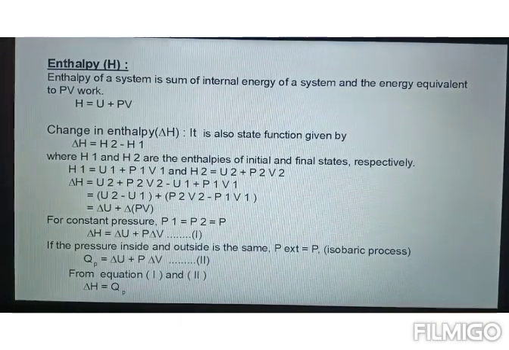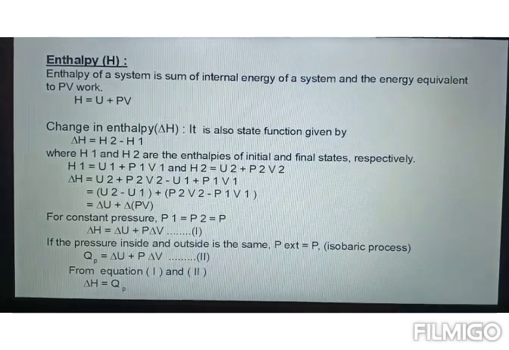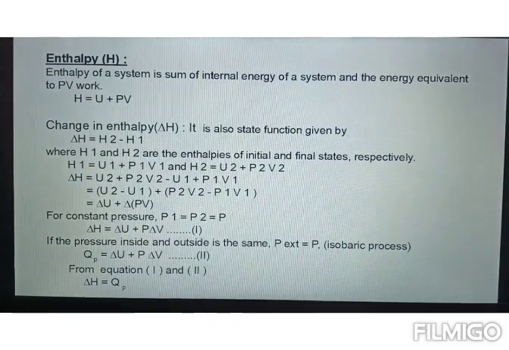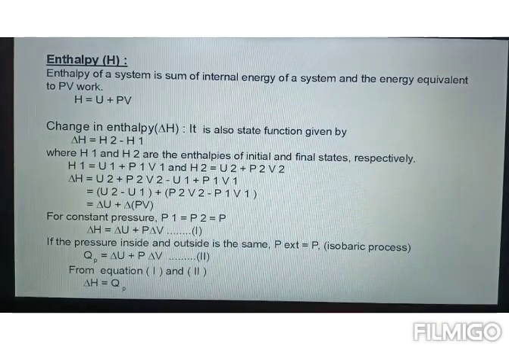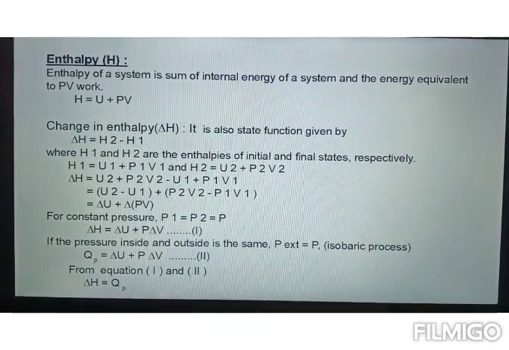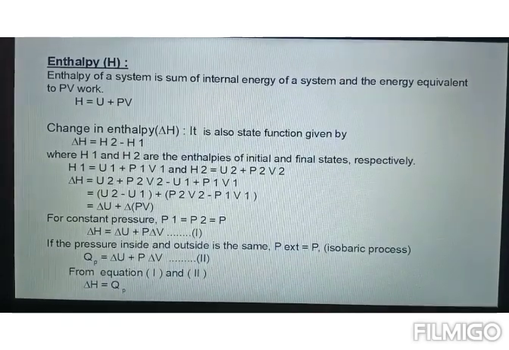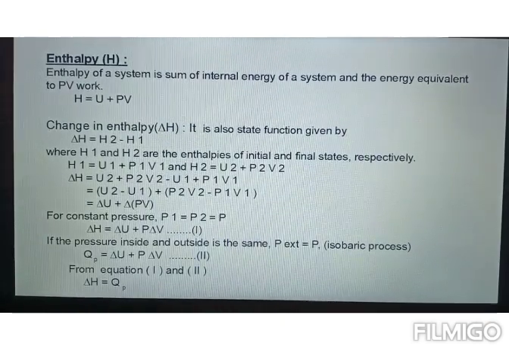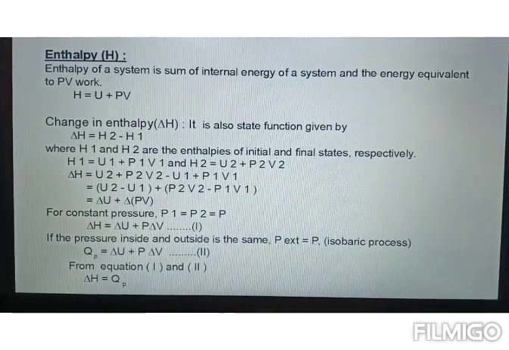How we can write H2 and H1? H1 is U1 plus P1 V1 and H2 is U2 plus P2 V2. So delta H is U2 plus P2 V2 minus U1 plus P1 V1. After substitution we'll get, just take out similar terms together, it becomes U2 minus U1 plus P2 V2 minus P1 V1. Now U2 minus U1 is actually change in internal energy, and same is there for PV, it becomes delta PV.